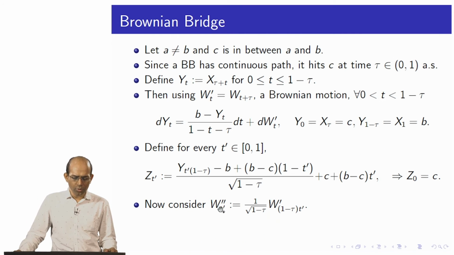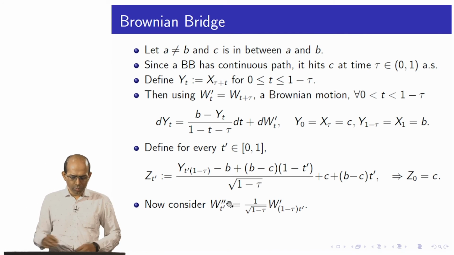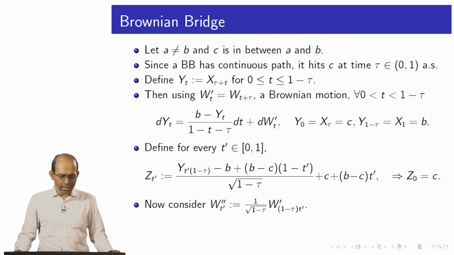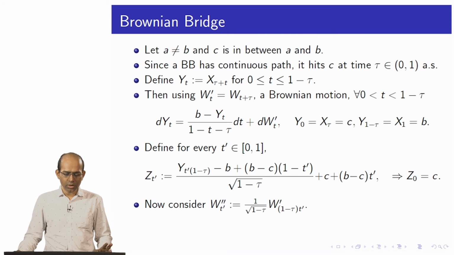Now for proving that we need a little more. So, we define another Brownian motion W double prime, defined as W double prime at t prime equal to 1 over square root of 1 minus tau times W prime of (1 minus tau) times t prime. Why is it a Brownian motion? That is subject to proof.